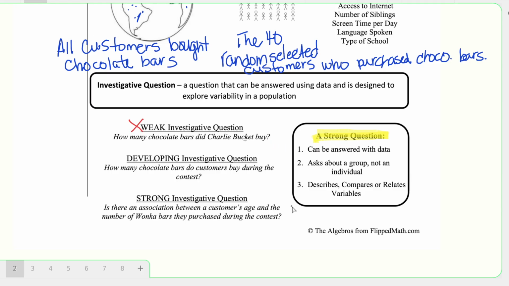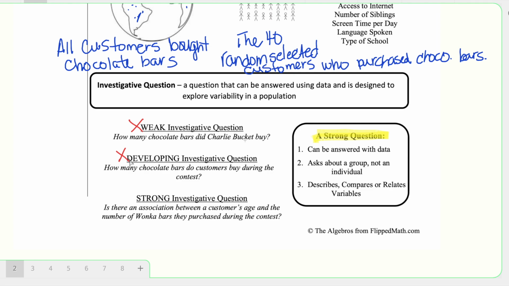Let's try the next one. It's developing, it's progressing. Let's see. How many chocolate bars do customers buy during the contest? It does not fall within describing comparables. We're missing age. Why did we ask for age? And age is not even in the investigative question. So, no, this will not work.